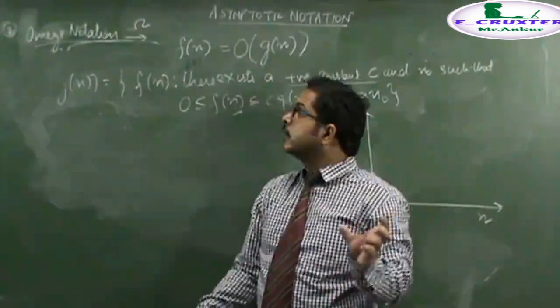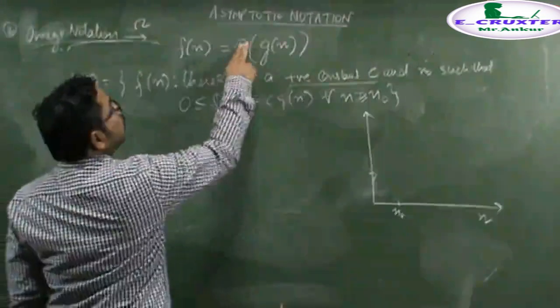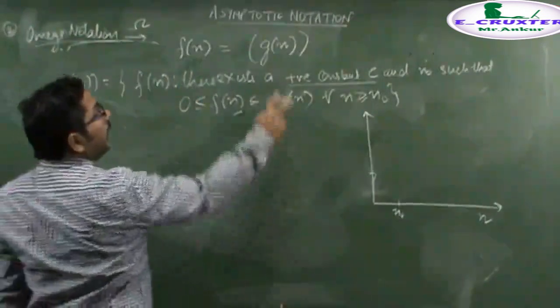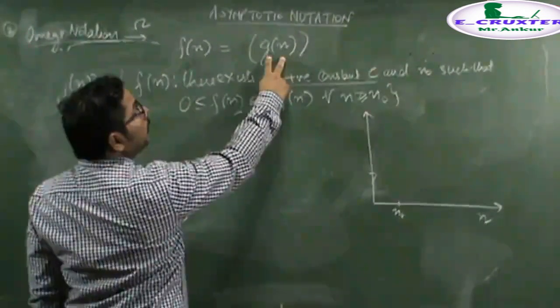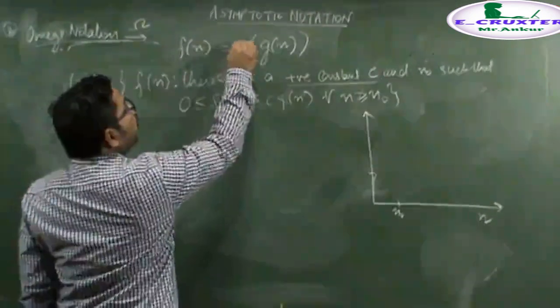That is, for a function, g(n) will act as the lower bound. If I change this and I say that f(n) is an asymptotically positive function and g(n) is acting as a lower bound for f(n), then it is denoted by this.